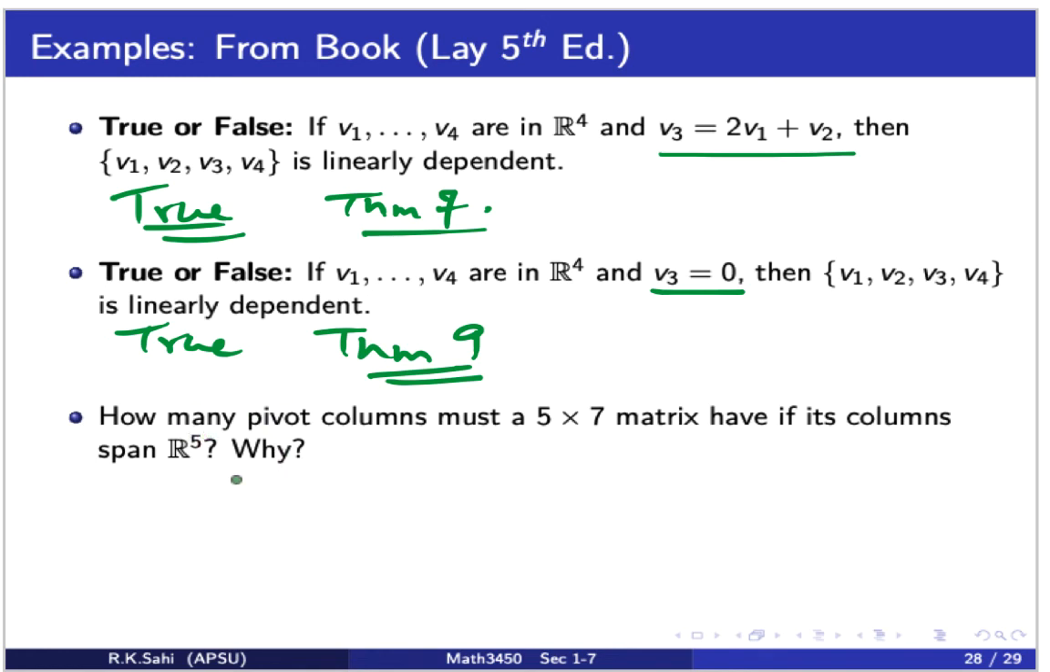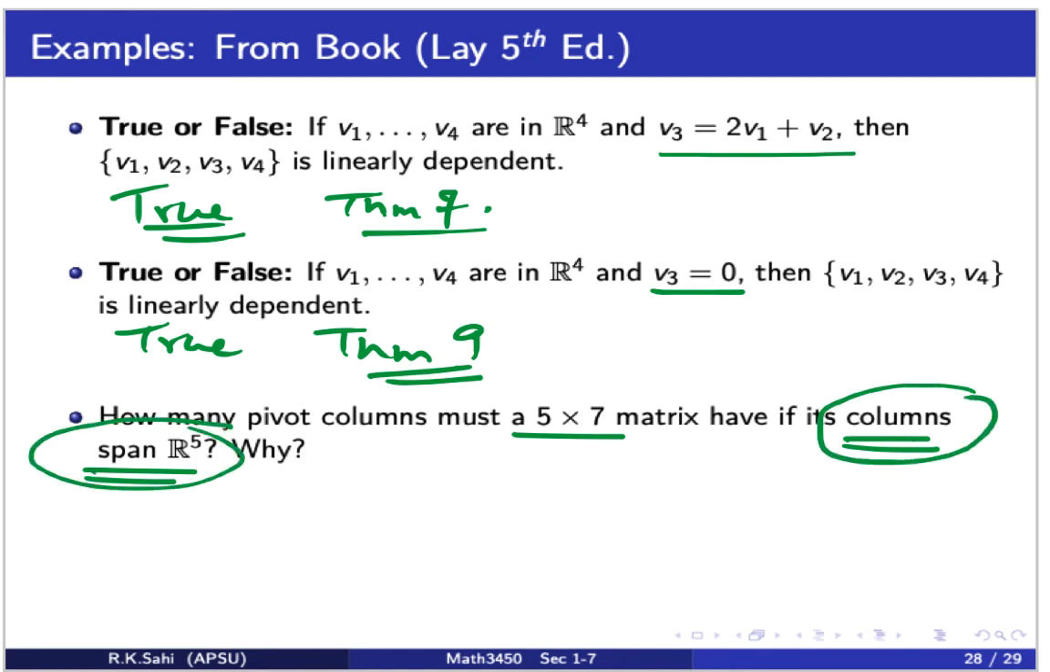Okay, let's look at another question. Now that's not a true and false. It's more like deep thinking and making connections with things we have learned earlier. It says, how many pivot columns must a 5 by 7 matrix have if its columns span R5? Now, when you see the word columns spanning R5, the first thing you should think is, oh, Theorem 4, because that's where spanning comes in. Theorem 4 of section 1.4.